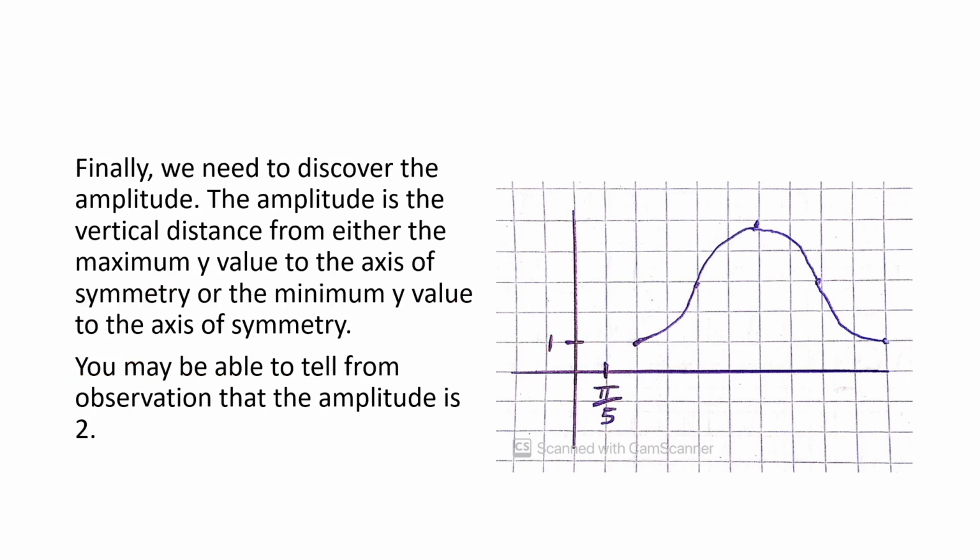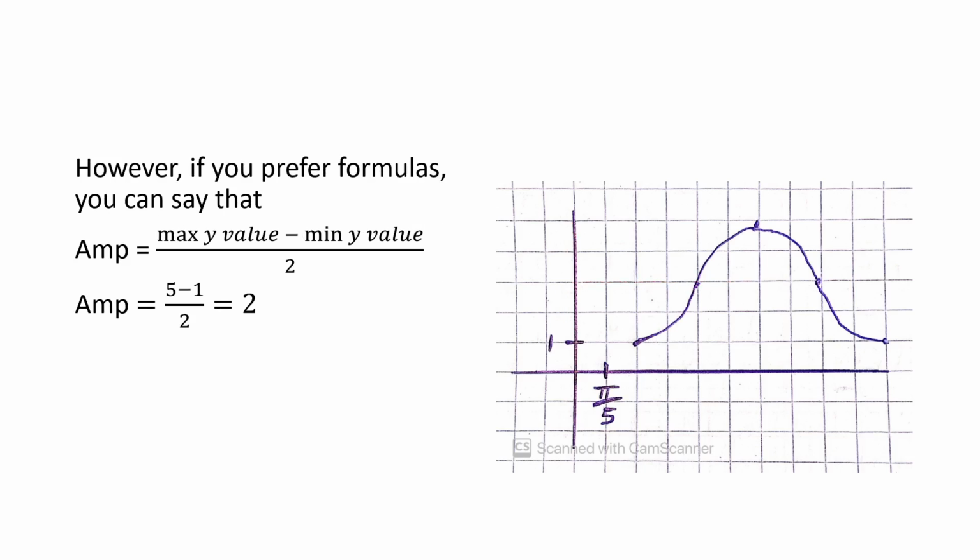And we also want to know the amplitude. Well, the amplitude is going to be the distance from the axis of symmetry up to the maximum point or down to the minimum point. Either one is good. So we can say the amplitude is 2. And a lot of students will get that by observation, but some of you are going to prefer formulas. So if you prefer a formula, it'll always be equal to the maximum y value minus the minimum y value over 2.